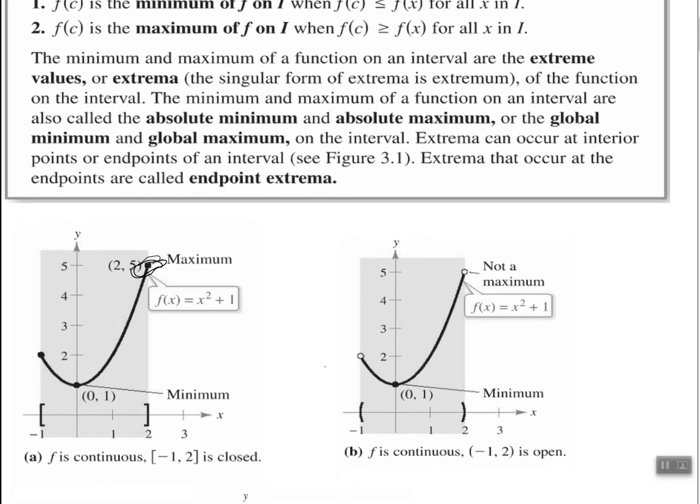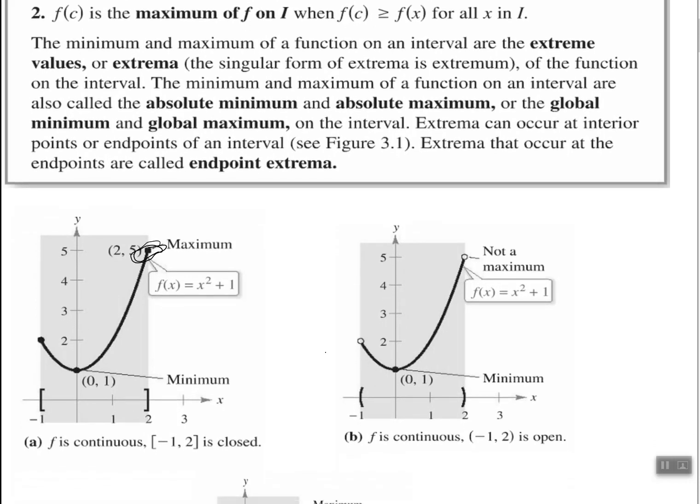So the minimum and maximum of a function on an interval are the extreme values, or the extrema of the function on the interval. The minimum and maximum of a function on an interval are also called absolute minimum and absolute maximum, or global minimum and global maximum on the interval. Extrema can occur at the interior, like this minimum 0, 1, or it can occur at the endpoints, like the 0.25 there. So extrema that occur at the endpoints are called endpoint extrema.